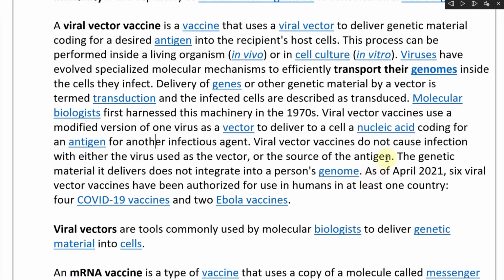Viral vector vaccines do not cause infection with either the virus used as the vector or the source of the antigen. So this is the one you're coding for, and this is the one you're using as a vector, so the two viruses.